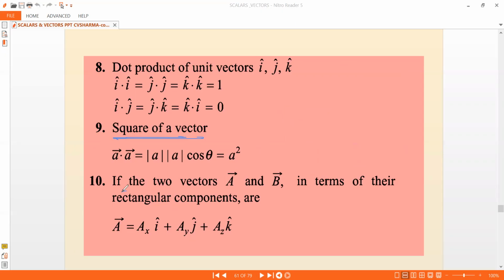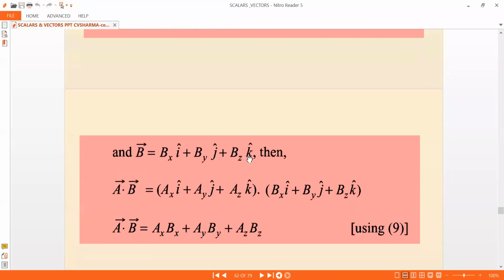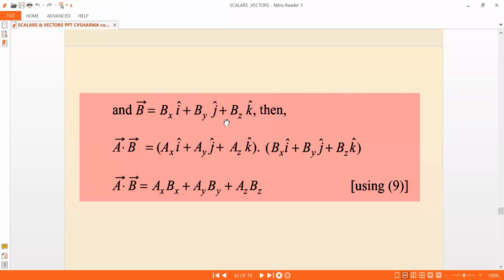And now, two vectors a bar and b bar in terms of their rectangular components can be written as: a bar is equal to ax i cap plus ay j cap plus az k cap. This is the first vector. And the next one, b bar, is bx i cap plus by j cap plus bz k cap. This is the second vector. Suppose two vectors are like this, then a bar dot b bar is (ax i cap, ay j cap, az k cap) dot (bx i cap, by j cap, bz k cap).